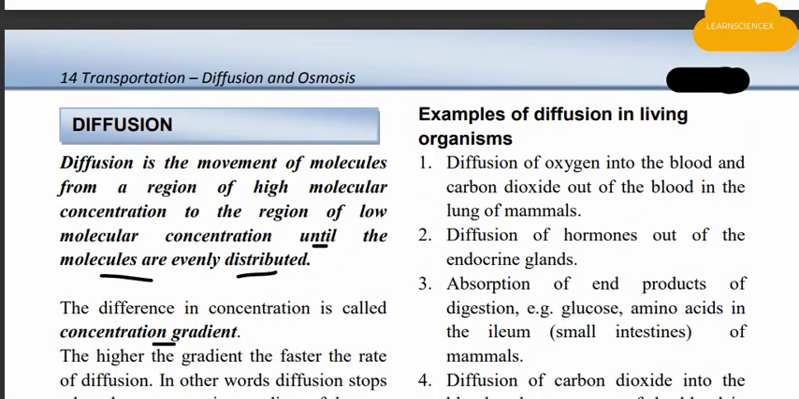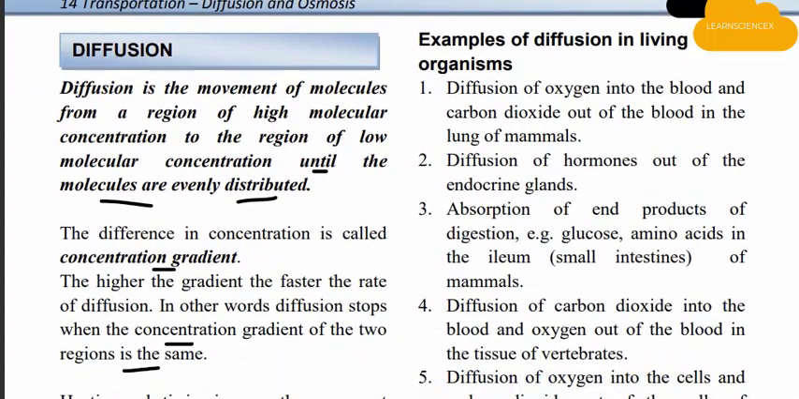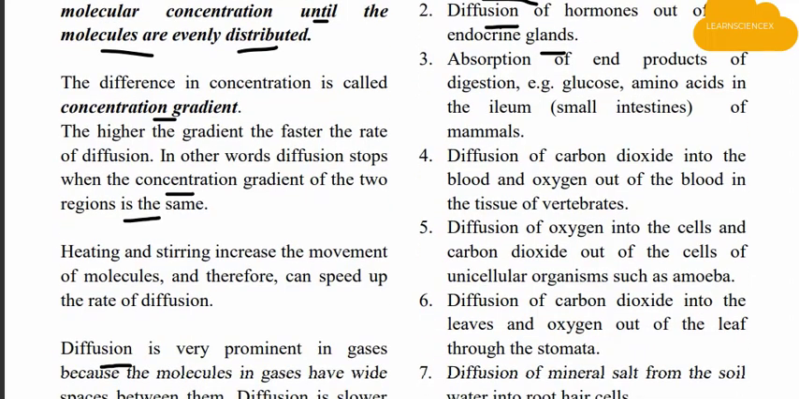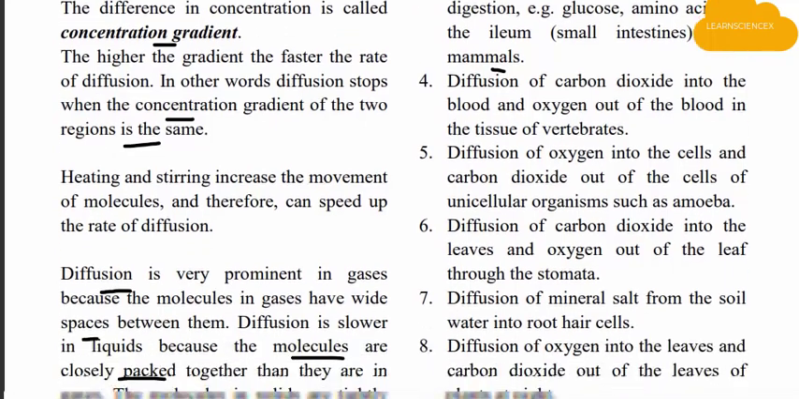Examples of diffusion in living organisms. First one, diffusion of oxygen into the blood and carbon dioxide out of the blood in the lungs of mammals. We also have diffusion of hormones out of the endocrine glands. Then we have absorption of end products of digestion, for example glucose and amino acids, in the ileum, the small intestine of mammals.